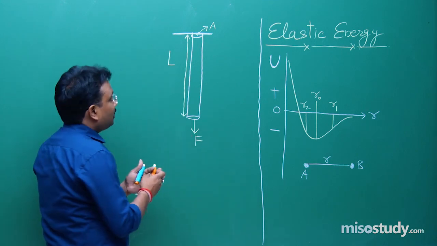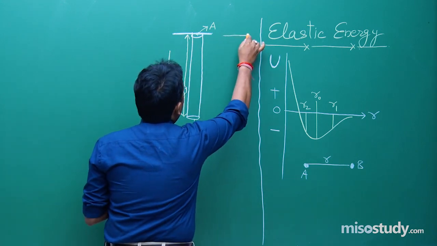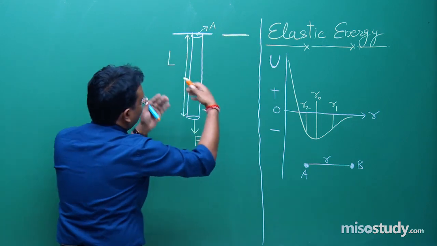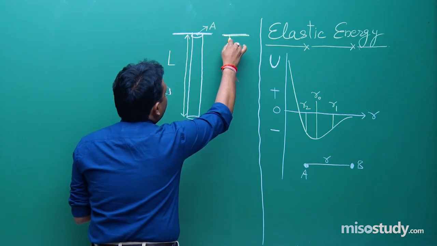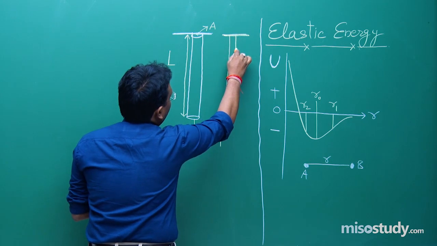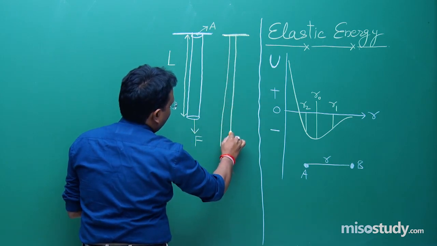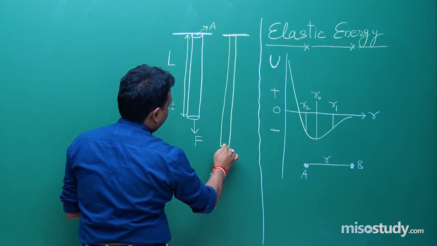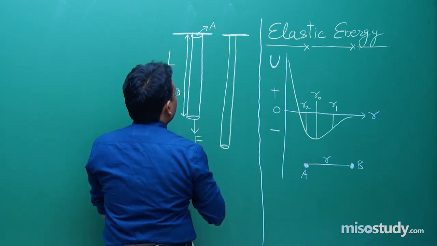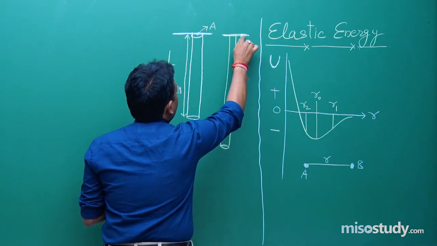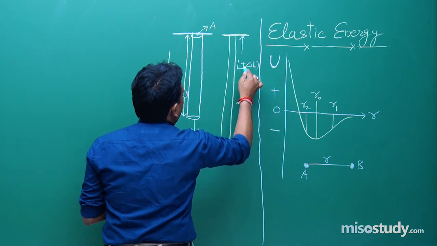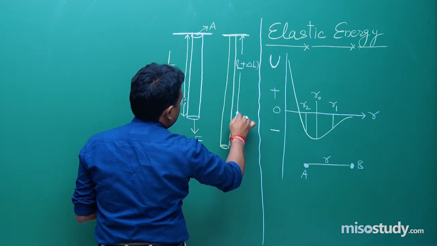So what will happen? This is something that I would like to show you with the help of the next diagram. The length of the wire will increase, obviously. So earlier the length was capital L, now the length is how much? The length is L plus delta L, say for example. Fine, the enhanced length.